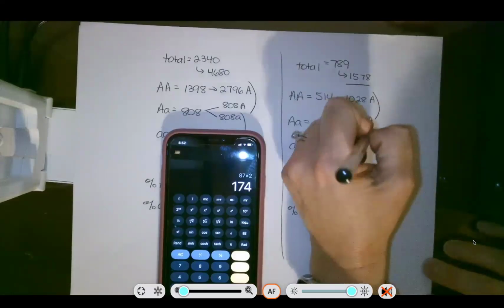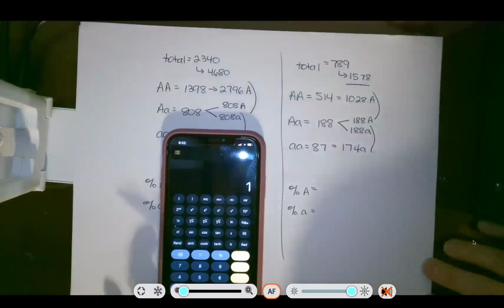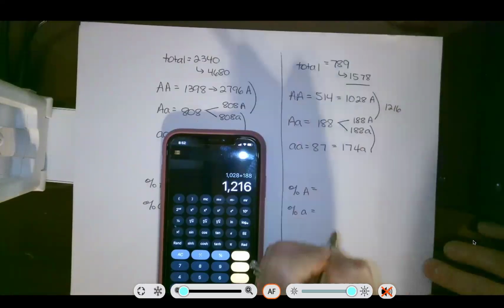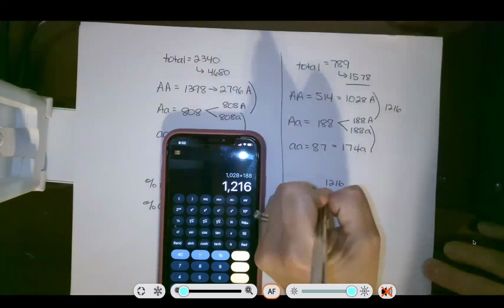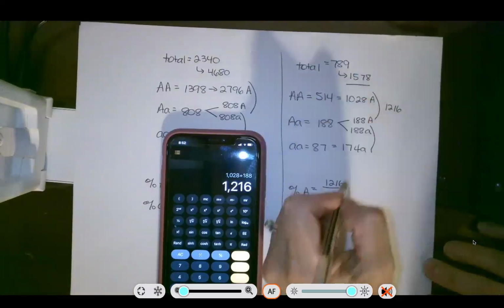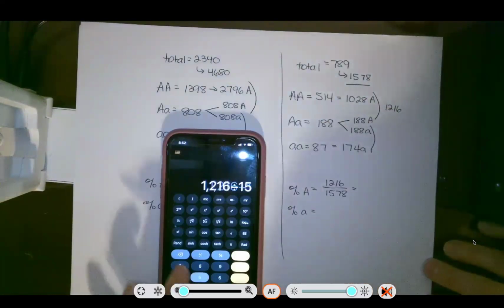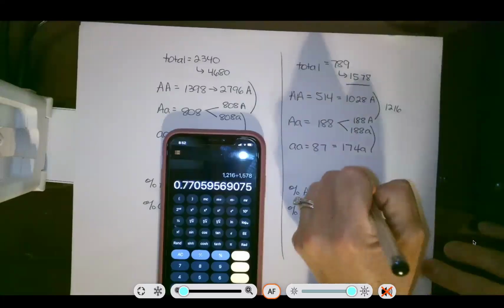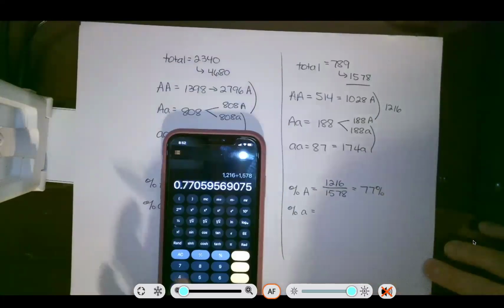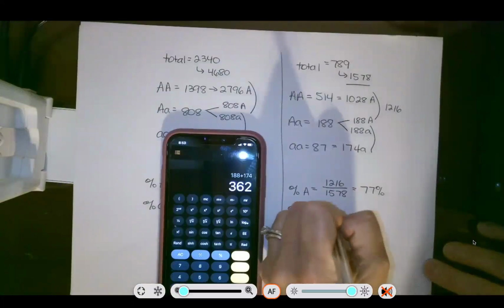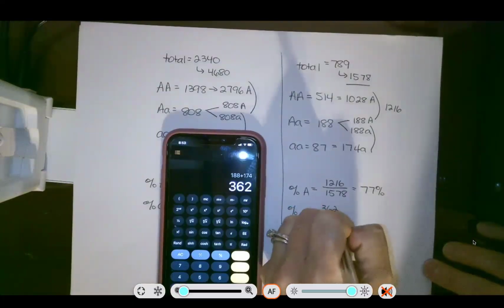Okay, I'm going to add 1,028 plus 188, which is 1,216. So that's 1,216 over my total, 1,578. I'm going to go ahead and divide since it's already on my calculator. And that is 77%. It's looking like it didn't change, but we'll verify. 174 plus 188 is 362, over 1,578.